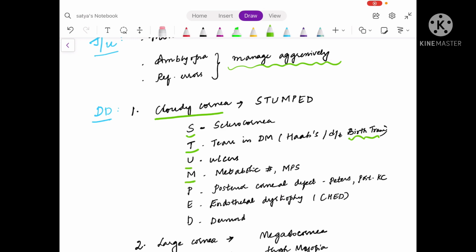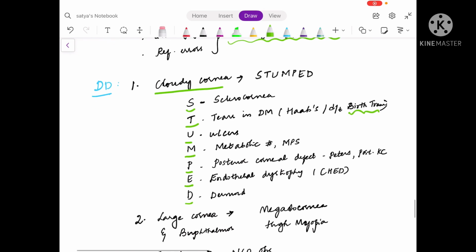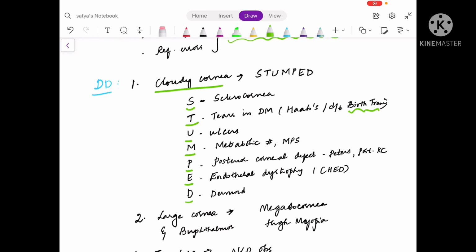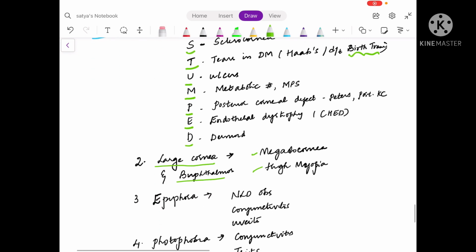M for metabolic storage disorders, mucopolysaccharidosis. P for posterior corneal defects like Peters or posterior keratoconus. E for endothelial dystrophies, and D for dermoids. Now, those are the DDs for a cloudy cornea. We also see large corneas and buphthalmos in these cases, right. For the large cornea, the DD is simple megalocornea, and for the buphthalmos, the large eyes are seen in high myopes, right. So, that could be a DD.